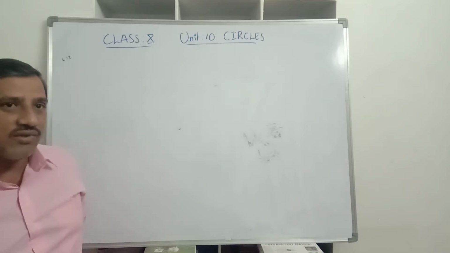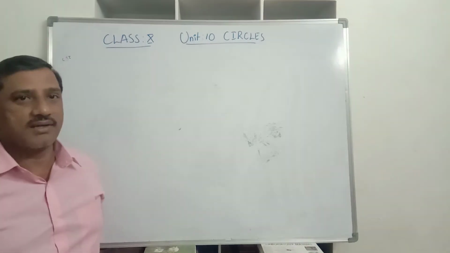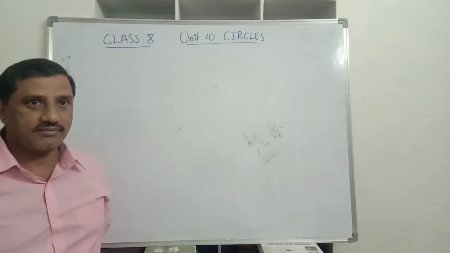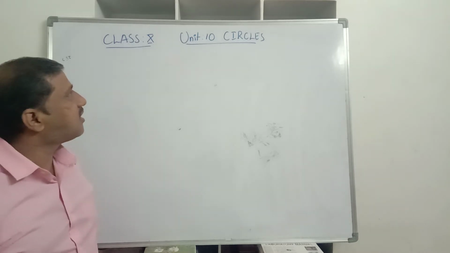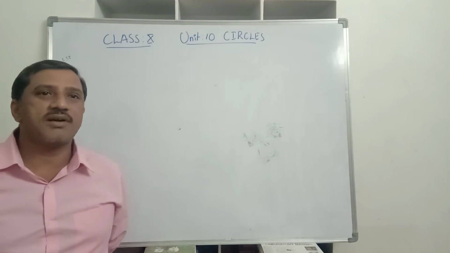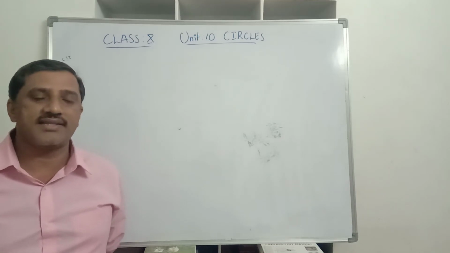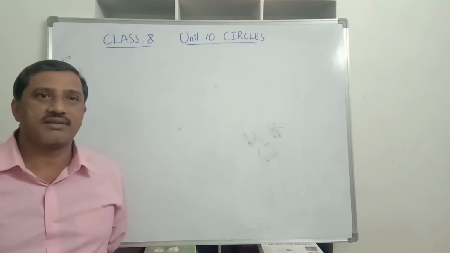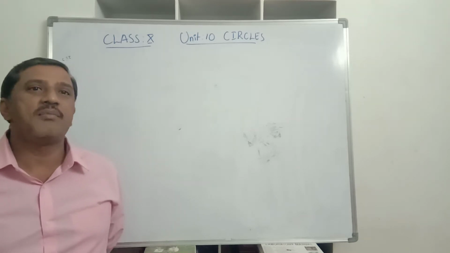So in this class we are going to discuss a new chapter, that is circles, class 10, unit 10. Unit 10, circles chapter. So here we are going to study the major concept of this chapter. It is tangent to a circle and its properties.